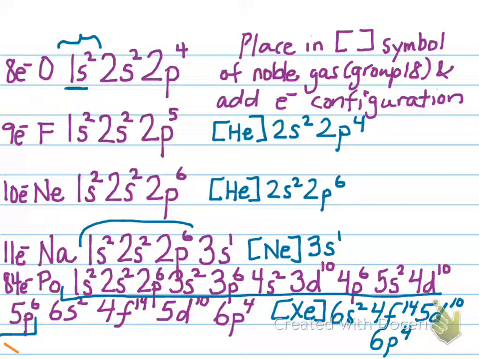So that certainly is a lot less writing. So by putting that noble gas in those square brackets, you're saying the electron configuration of that noble gas and then this other stuff. So you're welcome to do it whichever way you prefer.